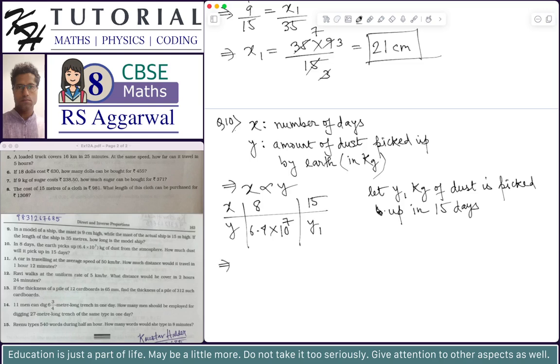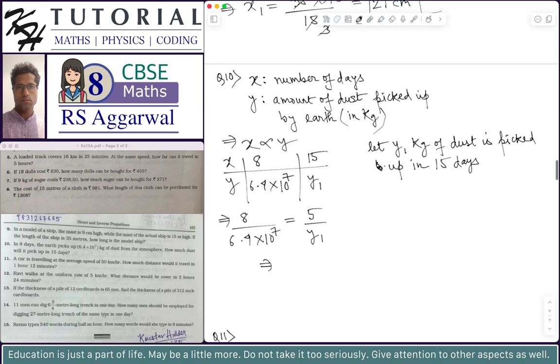Okay, so we can now say 8 divided by 6.4 multiplied by 10 to the power 7 is equal to 15 by y1. This implies y1 is equal to 6.4 multiplied by 10 to the power 7 multiplied by 15 divided by 8.